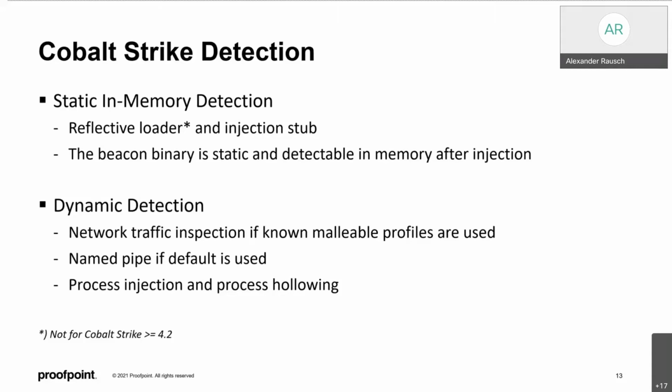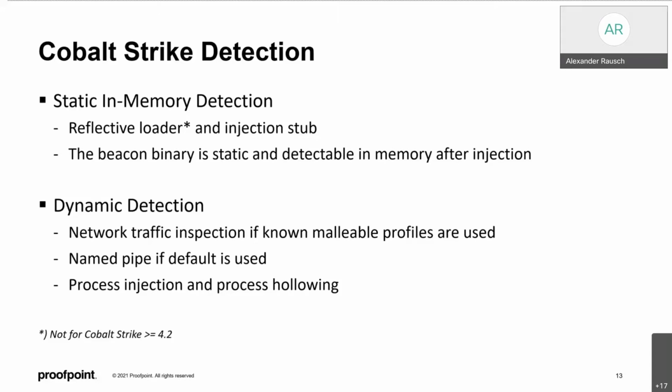It is important to note that a few detections only work if the default configuration of CobaltStrike is used. So if an actor uses, for example, a new malleable profile, there will most likely be no existing network signature for it. So every time an actor changes the default configuration, it makes life harder for defenders to detect it.